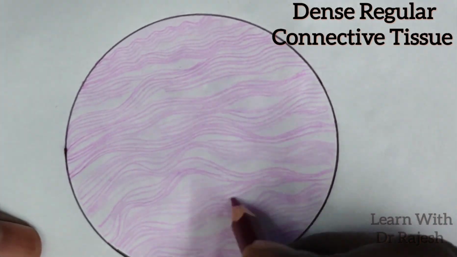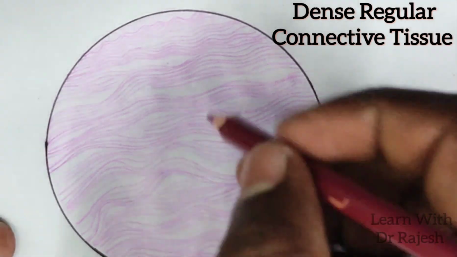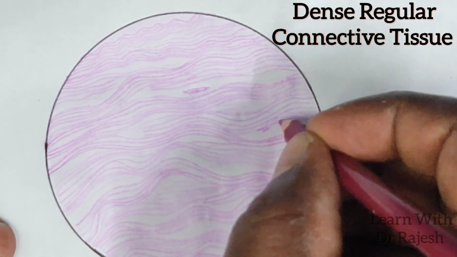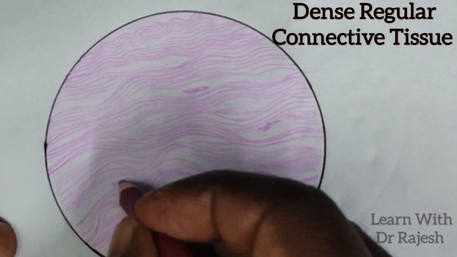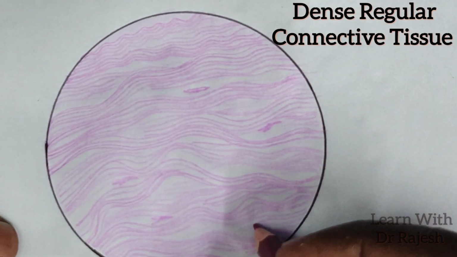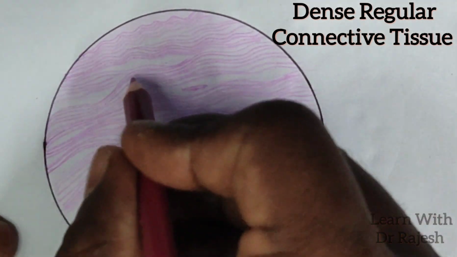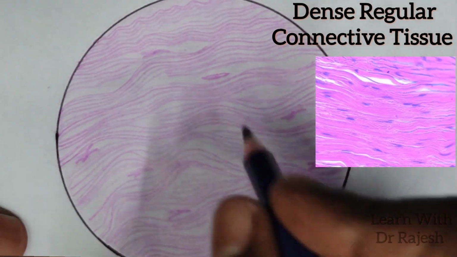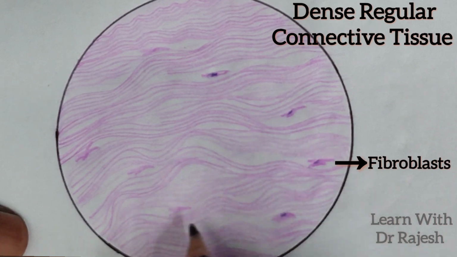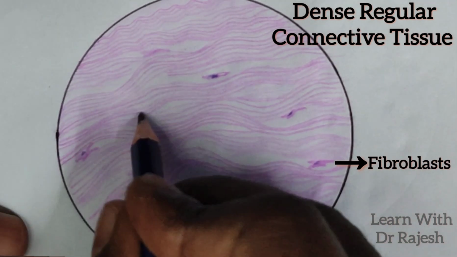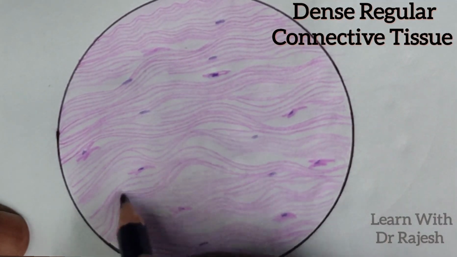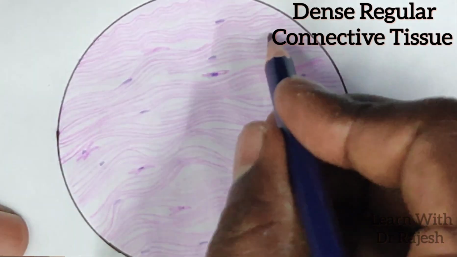After completing the entire fibers, we can draw a few fibroblasts. There will be multiple processes for the fibroblasts, so we can draw a few processes and shade the cytoplasm. These fibroblast cells are the ones which secrete the fibers seen here. Now let's place the nucleus for the fibroblast. These are placed in the center of the cell, and we can also place some nuclei in between these fibers. These nuclei also represent the fibroblast nuclei. So this is the dense regular connective tissue.